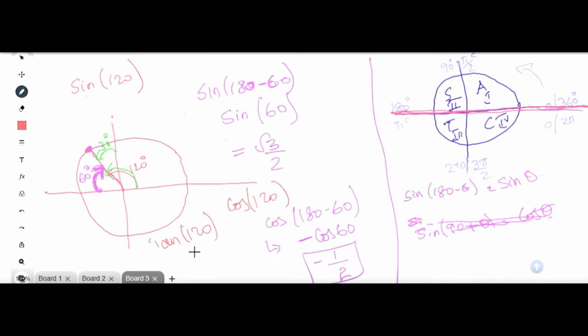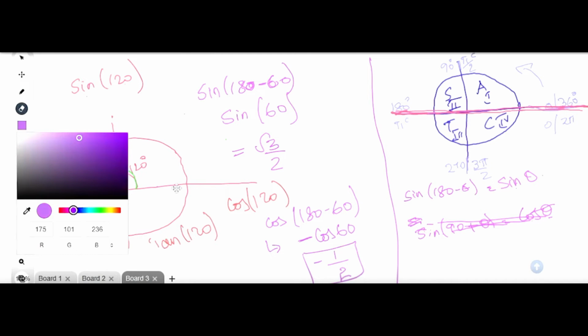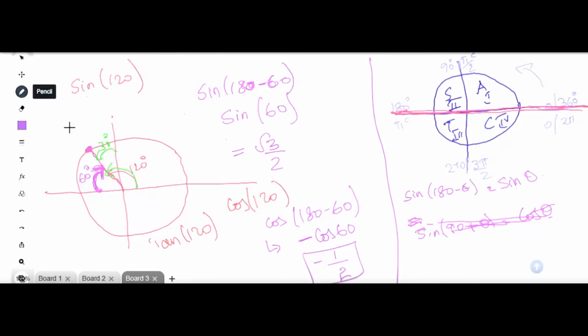And see, tan 120, what will you be getting? What is tan 120? Tan 120 is tan (180 minus 60). So tan 60 is root 3. Very good. Since tan 120 is in the second quadrant, it will be negative root 3, right? Yeah, perfect. This is how it's going to be.